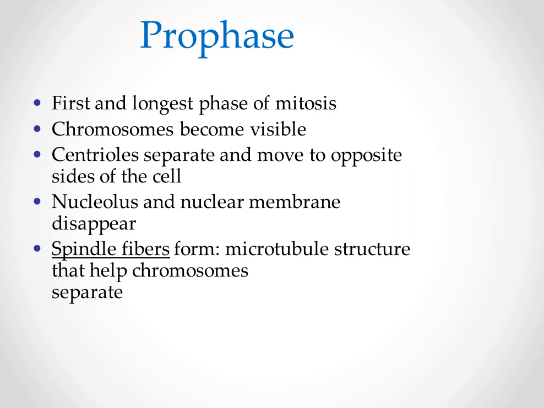So interphase is the first step of the cell cycle. Now, mitosis is its own section of the cell cycle, okay? So you have prophase. Prophase is the first step of mitosis, okay? So it's underneath that umbrella of the cell cycle, but mitosis is only 4 steps, okay? So prophase is the first and longest phase of mitosis.